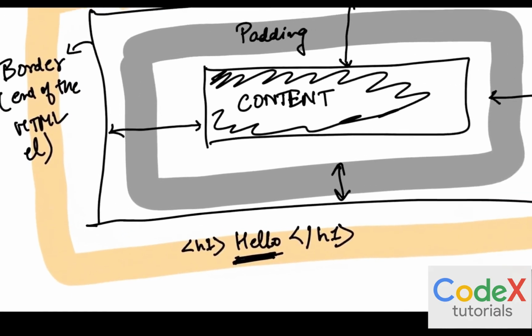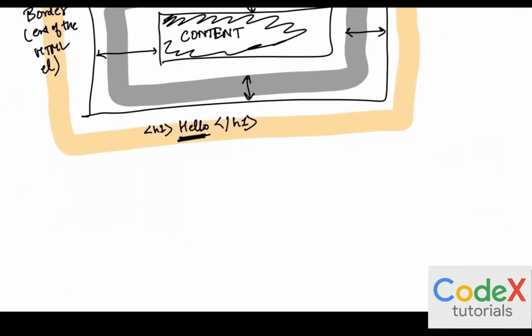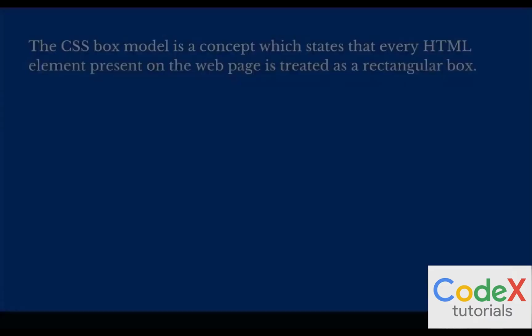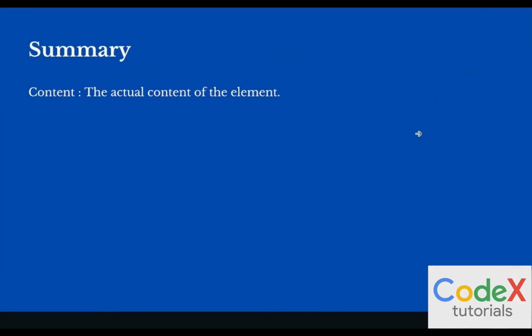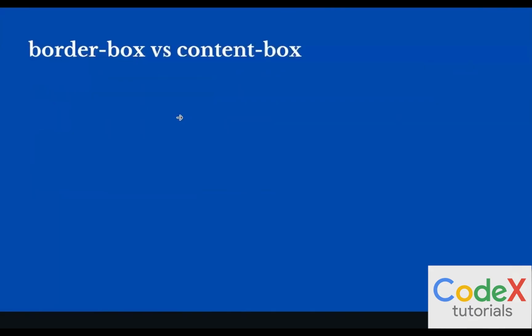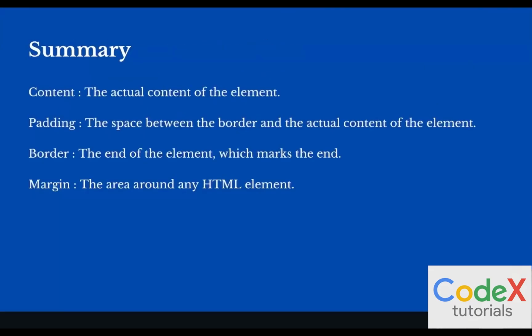So in essence, the box model consists of a couple of things, and let's revise them once again. They are content, then padding, the third is border, and the fourth is margins. These four things together comprise the box model of CSS. To summarize, these are the four aspects of the rectangular box: content, padding, border, as well as margin. That makes up the entire box model.